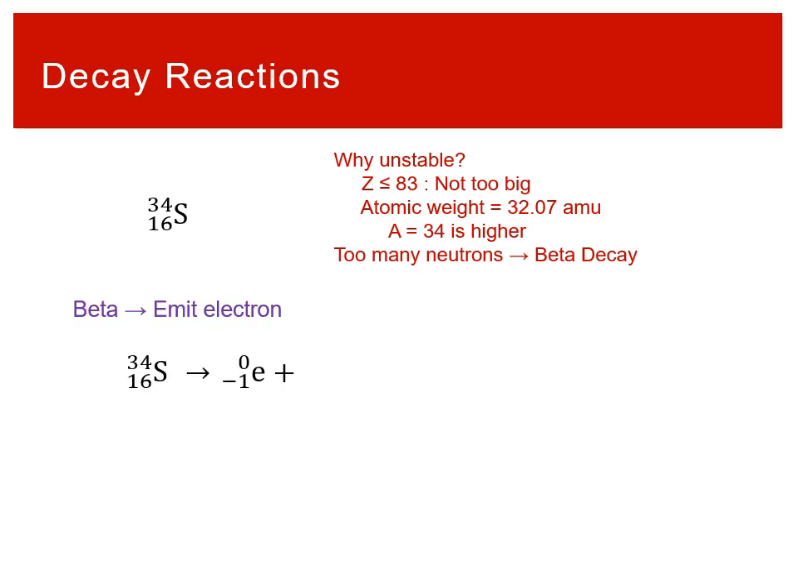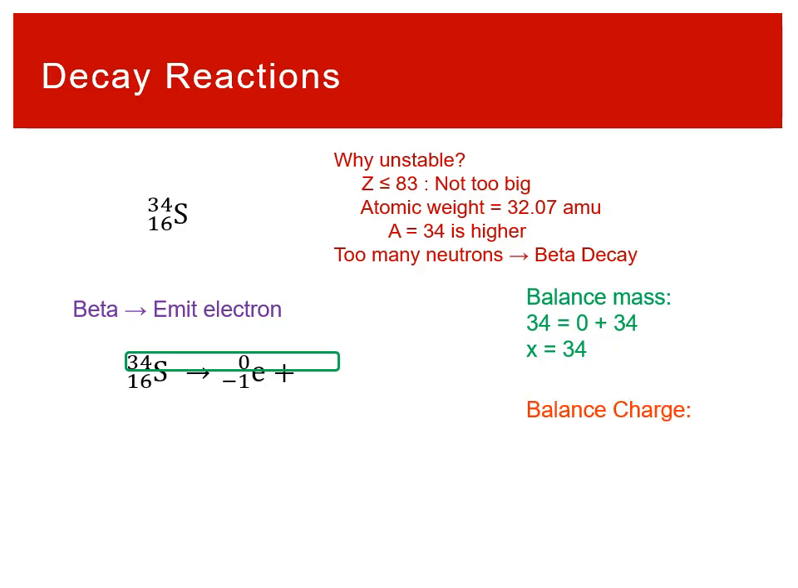Beta decay means it emits an electron. And then we follow the same process we looked at before, balance the mass, right? In this case, it has to be 34, which is consistent with beta emission. We're not changing the mass. This isn't too big. I don't need to make it smaller. I just need to change that proton-neutron ratio. Balance the charge. This is where we're going to start to see some change. That's the whole point, changing that charge.